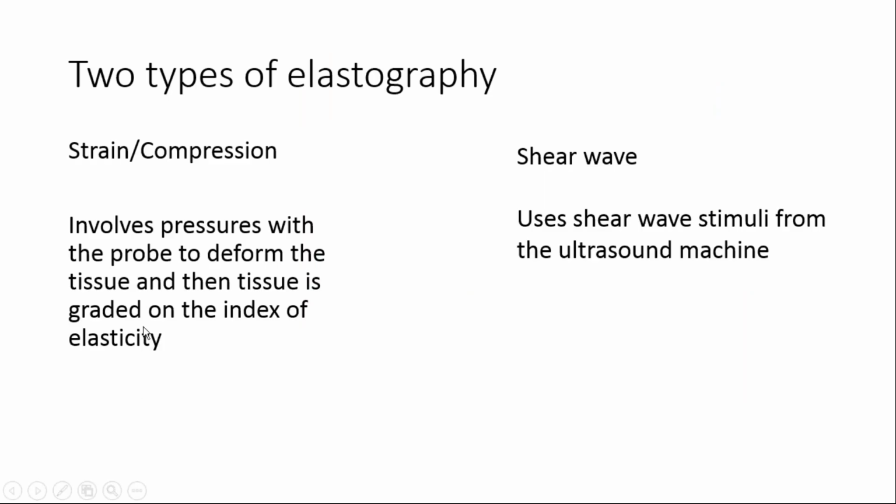So let's look at it one more time. So there are two types of elastography. One is strain, the other one is shear wave. In strain or compression elastography, we put pressure, same like sonopalpation, when you put pressure through the probe. So you're deforming the tissue, and then the tissue is graded on the index of elasticity.